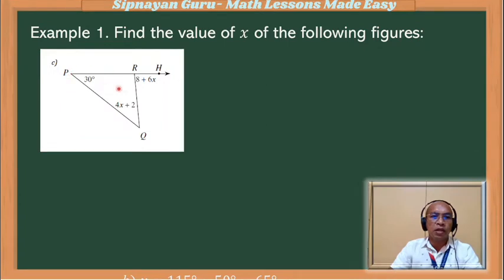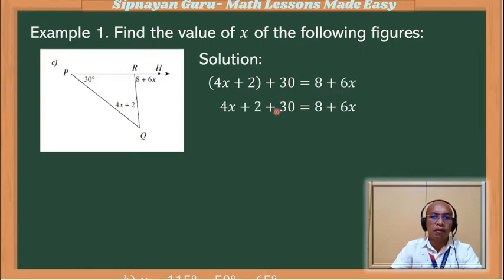For letter C, the measure of this angle, which is the exterior angle, is equal to the measures of these two remote interior angles. So in this case, we can have the equation 4x plus 2 plus 30 equals 8 plus 6x. Simplify. This is by addition property of equality.